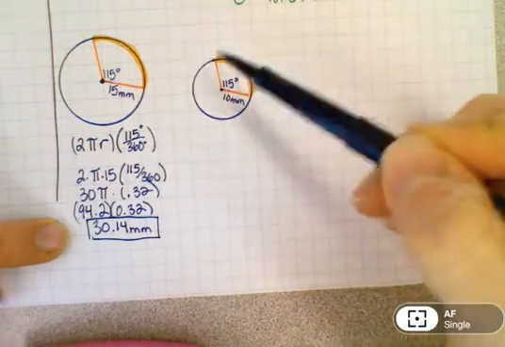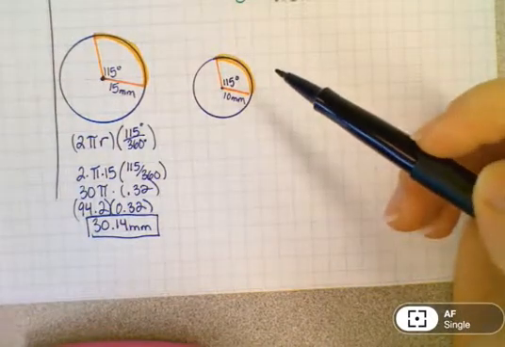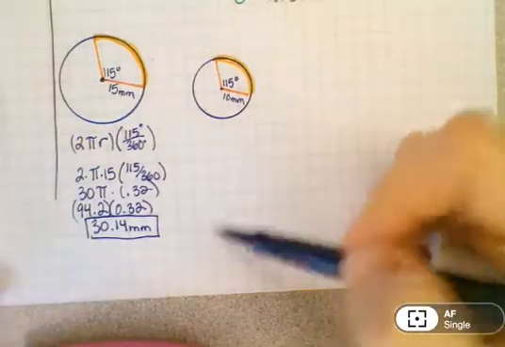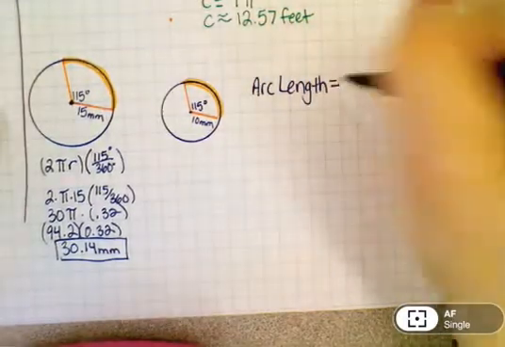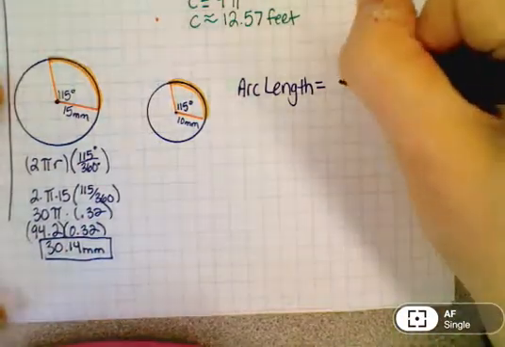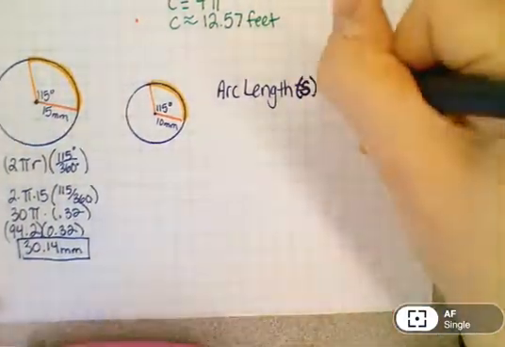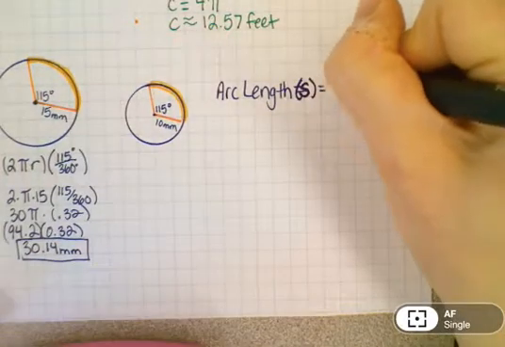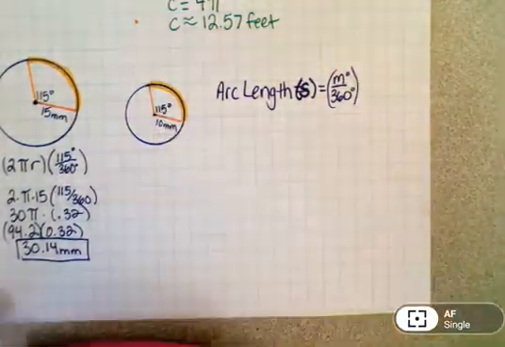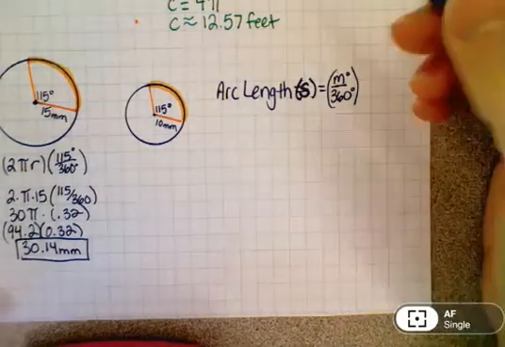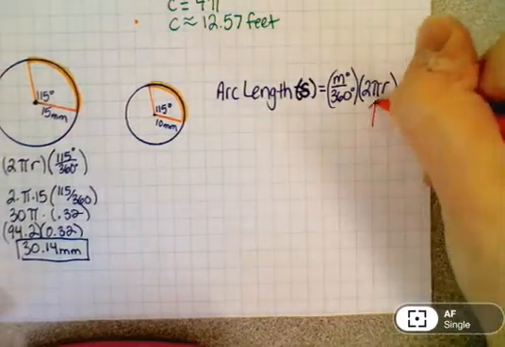I'm going to do the same thing over here, only I'm expecting it to be a smaller number because it's a smaller radius and a smaller circle. So this time I'm going to go ahead and give you the formula, and then we'll use the formula here. The formula for arc length equals, oh, I should have said, for some reason, and I don't know why, we use the letter S to represent arc length. So arc length equals m over 360, where m is the measure of the arc, the central angle, times 2 pi r.